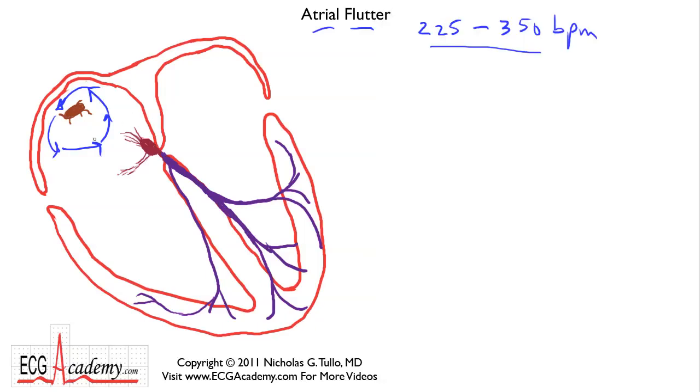But because the atrial signal is consistently going around in a circle or consistently arising from one spot in the atrium, what you see is characteristically a sawtooth pattern of electrical activity in the atrium during atrial flutter. Now, sometimes it's a nice-looking cross-cut.